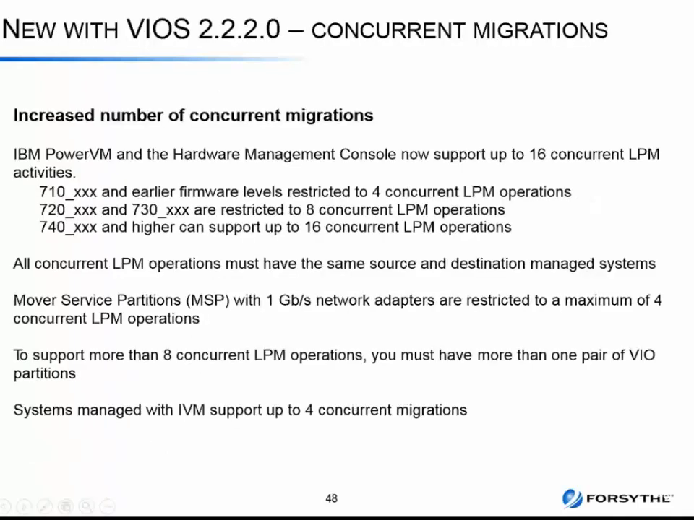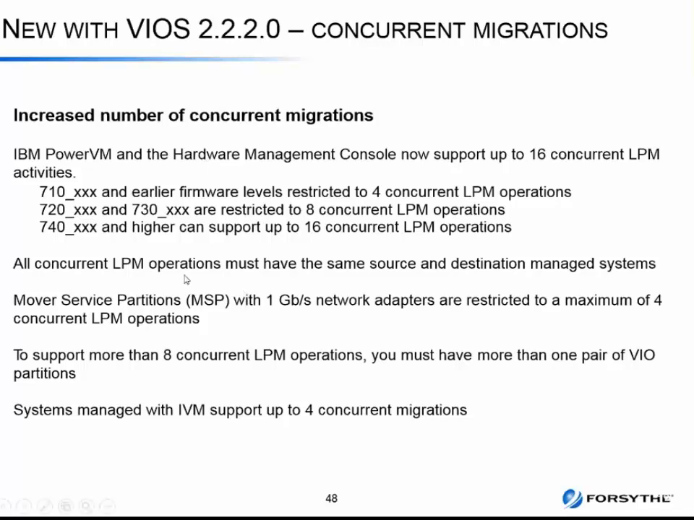So for concurrent migrations, we can now support up to 16 of them. It is firmware specific. I think my server was limited to 8, but it depends on whether it's active or inactive. Depending on the box that you're running and the firmware level, you should be able to run potentially 16 concurrent LPMs.